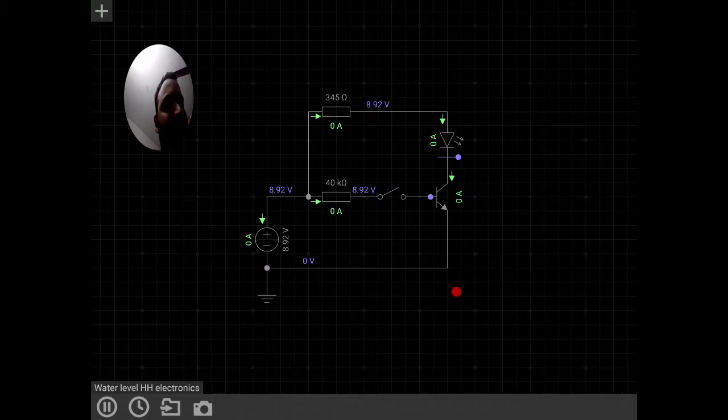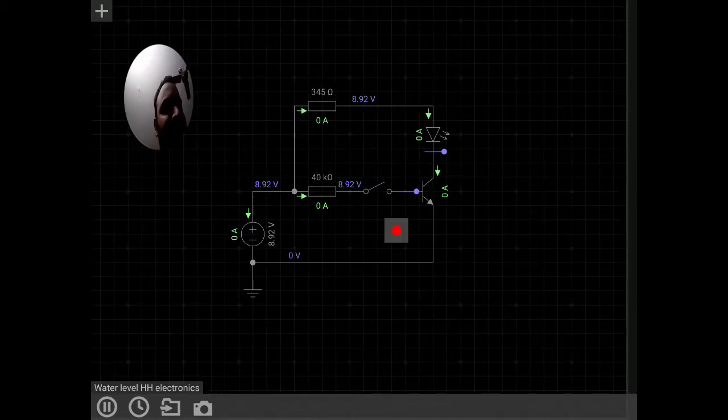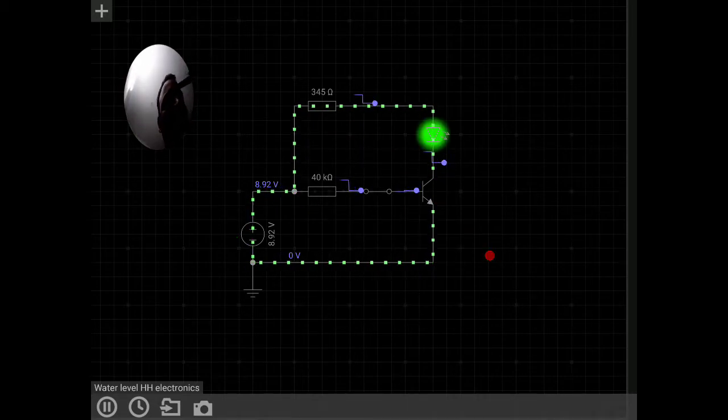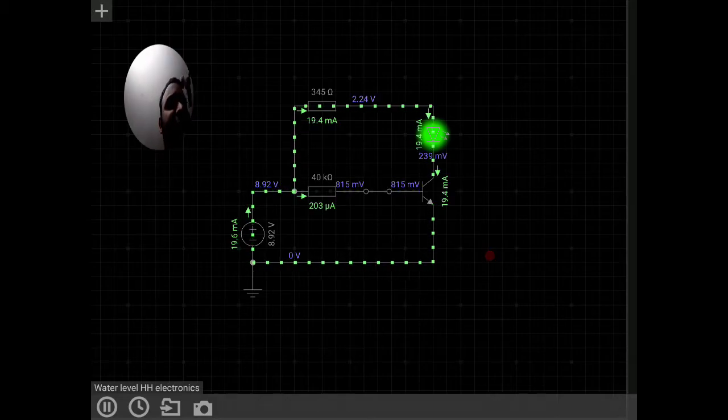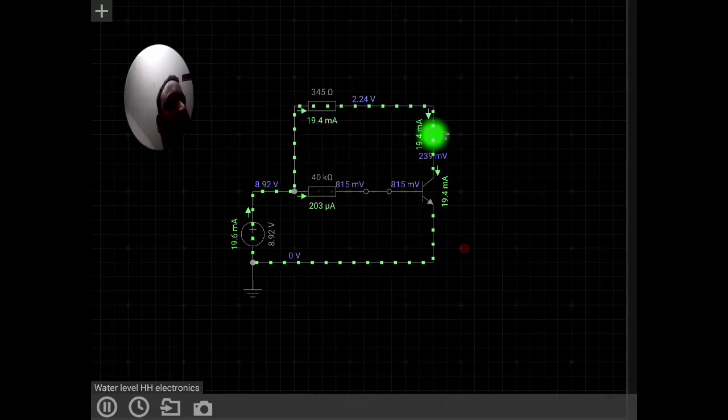This is a water level controller. Here the base current opens up, and that causes the circuit to have an amplified output. So this is an NPN transistor amplifying the output through the diode.